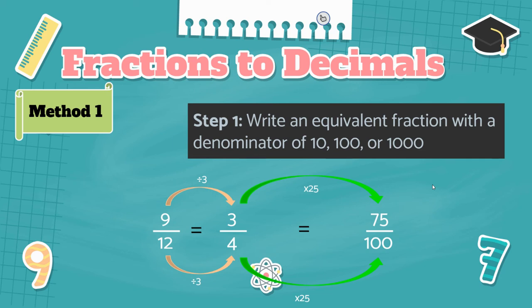This one has 100. Great. We have our equivalent fraction with 100 as the denominator. Big deal. We're not done. Well, we started with a fraction. We can't end with a fraction. We're supposed to end with a decimal, right?